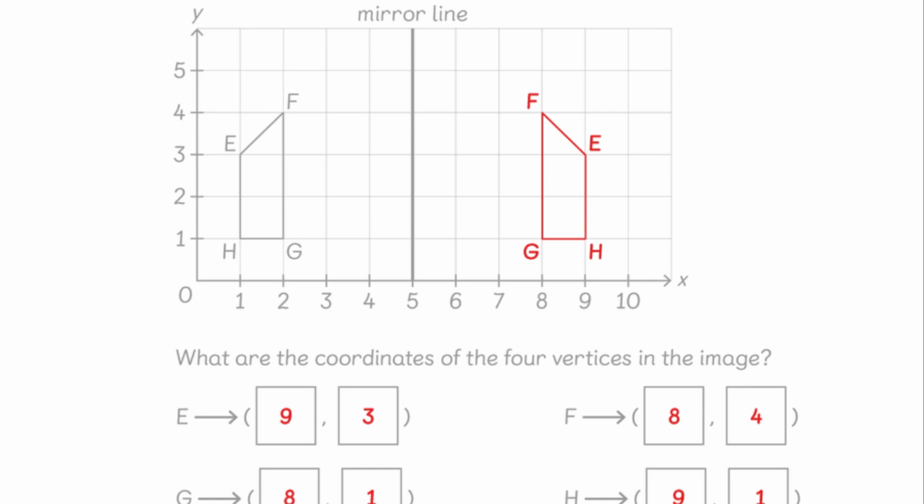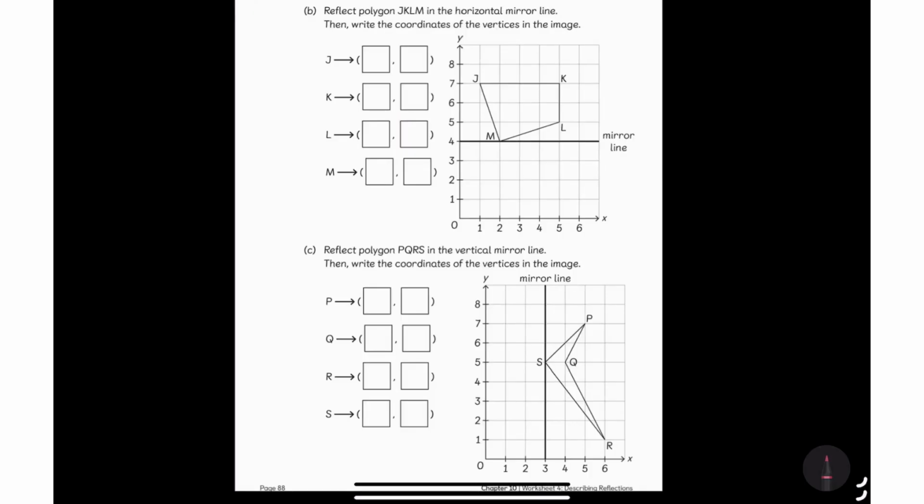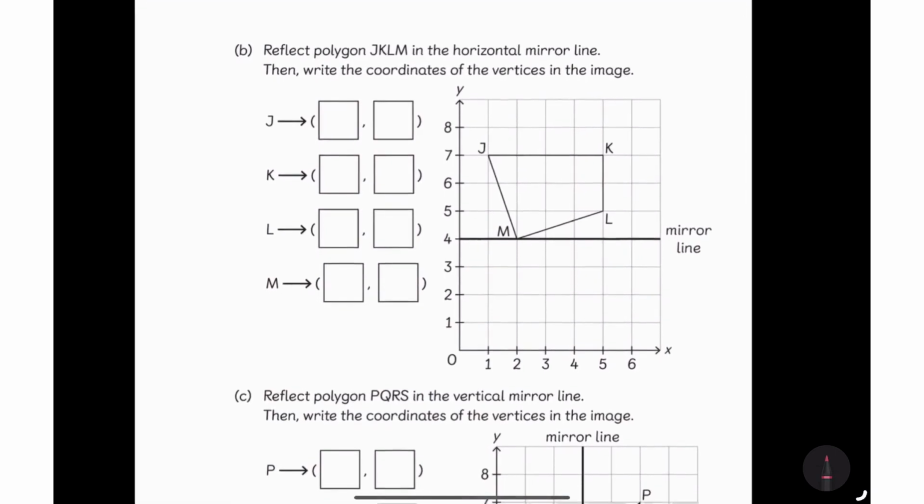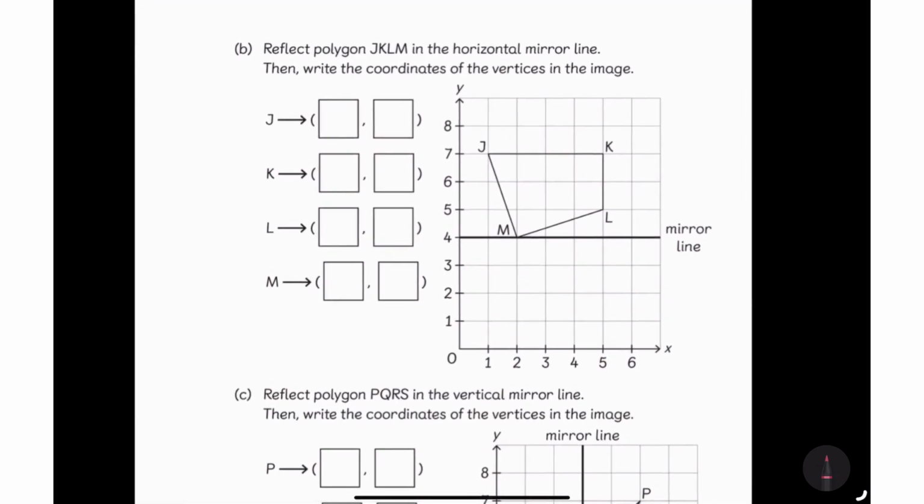Let's look at the next example. It says reflect polygon JKLM in a horizontal mirror line. So in our previous example, we saw a vertical line. Let's go to a horizontal line. I have my M, J, K and L. Same as we did in the previous one, we will do here.